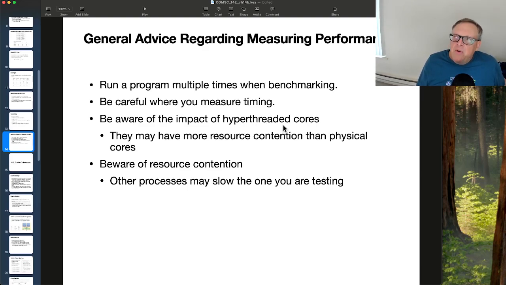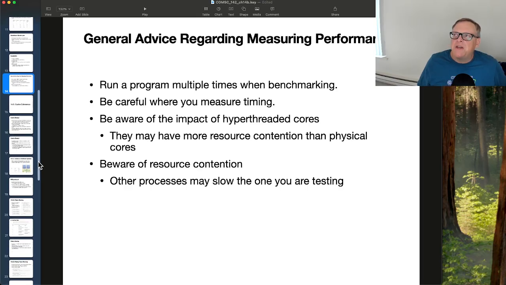Your hyper-threaded cores, you should be aware, probably don't have as much performance as completely independent physical cores, because they're sharing some resources among the hyper-threaded cores. So when you're counting cores, those cores may be less valuable. And of course, resource contention: other processes running on your machine may slow the one you're testing. You might want to stop the other processes, or build another machine with fewer background processes running on it, to get a clean measurement of the performance of the process you're testing.